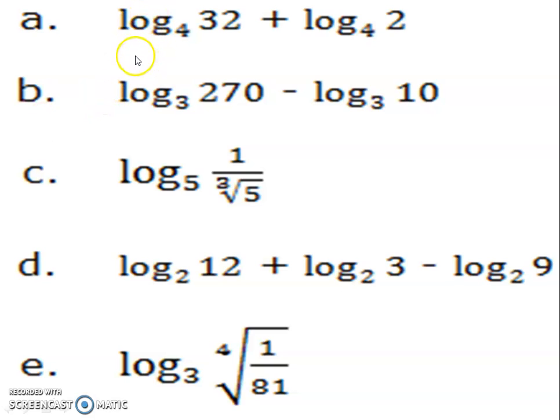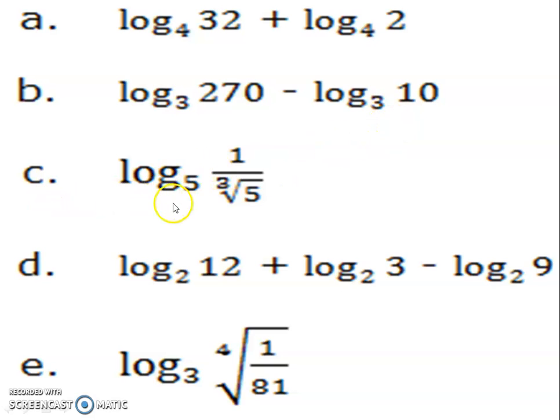We have all the laws of logarithm. So we take examples from the exercise for the 4 marks question. Find log 32 to the base 4 plus log 2 to the base 4. Second one, log 270 to the base 3 minus log 10 to the base 3.